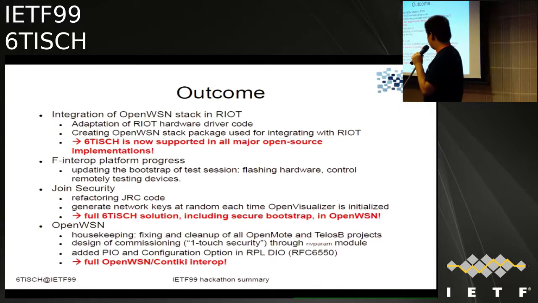We also have progress on the security. We're refactoring the GRC code, and also the key for the network can be generated at a random time when the OpenVisualizer is initialized. This means we can start different networks with different network keys, so they won't influence each other. With this and the full 6TiSCH and the security bootstrap, it is now in the OpenWSN project.